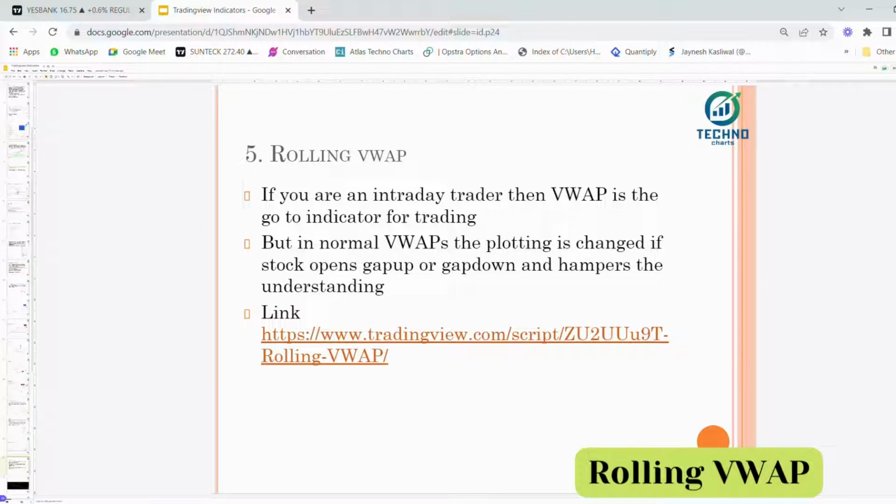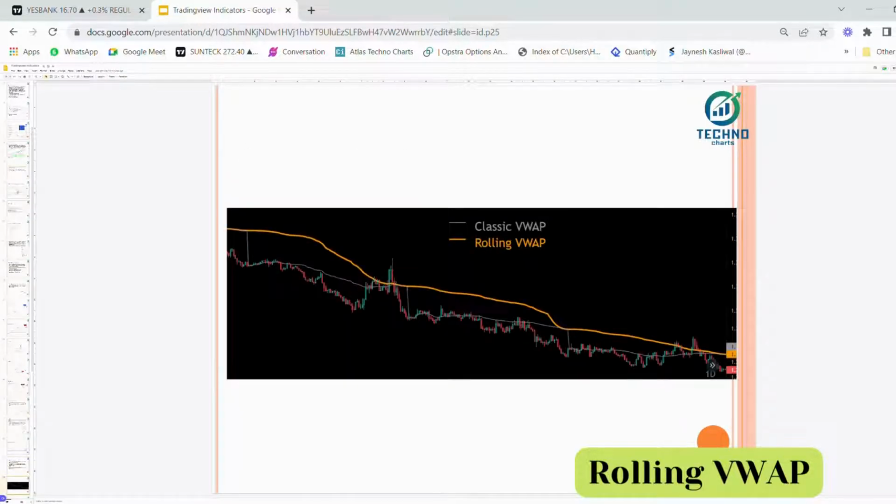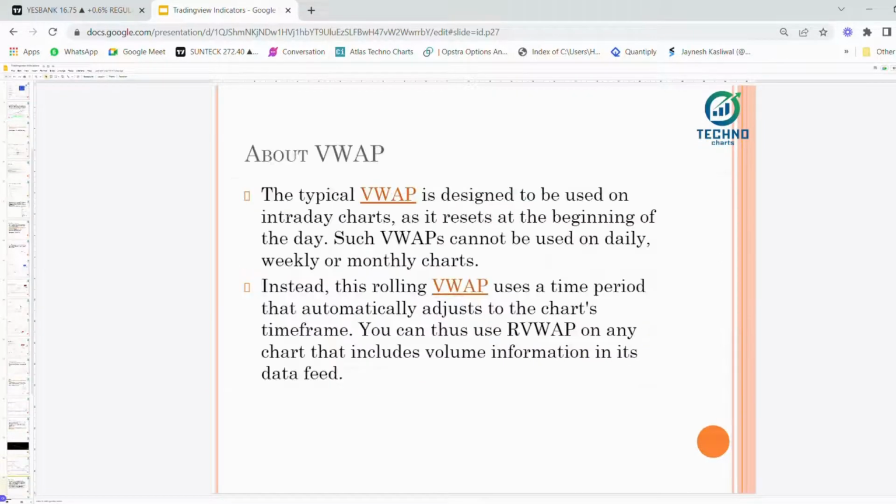But if you want to use a rolling VWAP, basically it will be a continuous VWAP, and it is going to calculate continuously. It will not give you a fresh VWAP every day if you are trading intraday. So this might be one indicator that intraday traders could be looking for. But personally, I do not use VWAP, so I will not cover more about that.